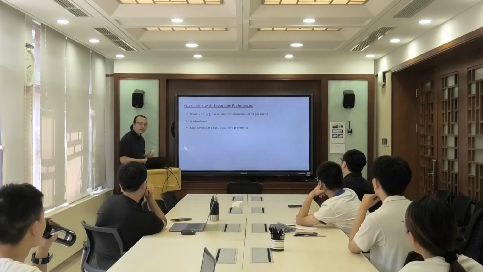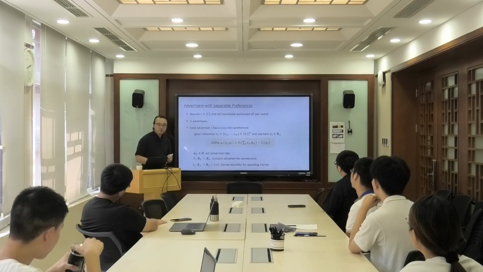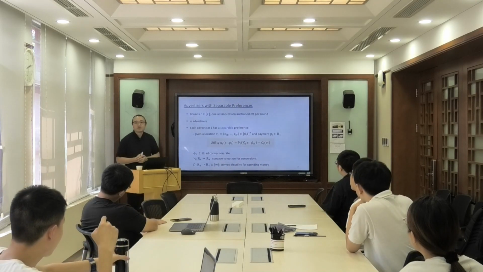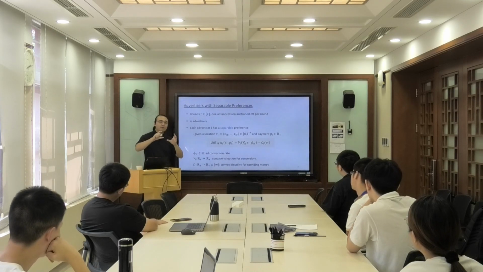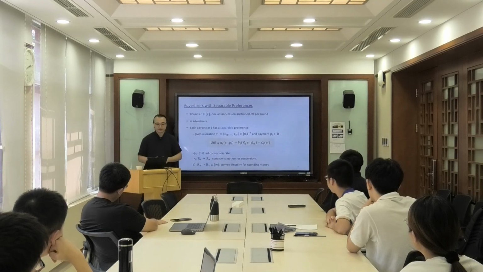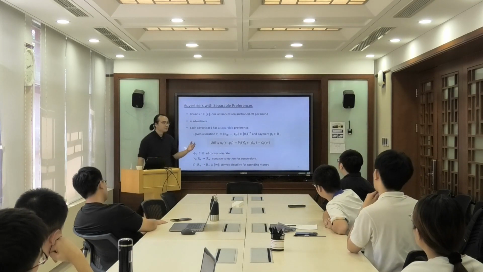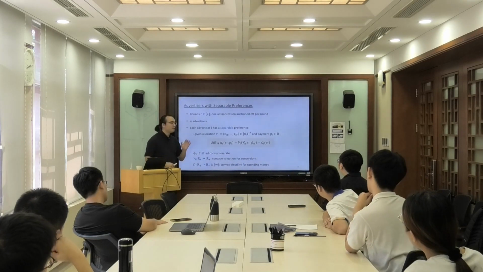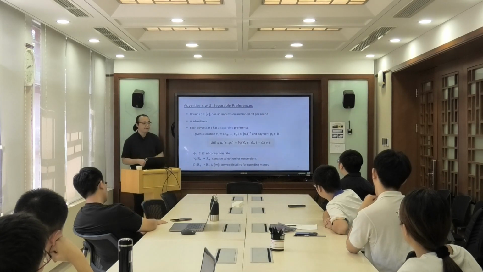We will assume each advertiser has some separable preference, which is specified as follows. Imagine that we are given the allocation, which you can interpret as the probability or fraction of the ad slot allocated to this advertiser for each impression, and the payment he will be paid. Then the advertiser's utility will have two parts. The first part is her valuation given the allocation, and the second part is the disutility for the payment.